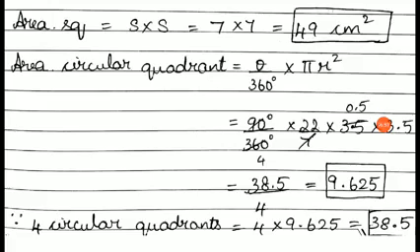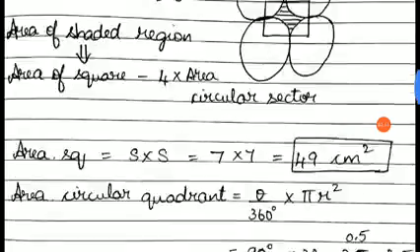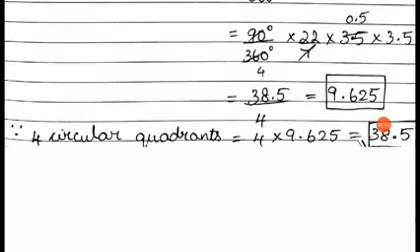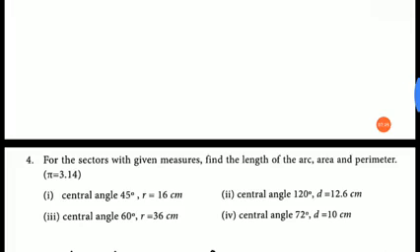Next, 4 circular quadrants will give you 4 into the area of one circular quadrant. Now you have just found the area of one circular quadrant, but we want the area of 4 circular quadrants, right? We have only found this one part, so we need 3 more parts. What we can do is multiply with 4. So 4 into 9.625 will give you 38.5. Clear, children? So this is the area of the shaded region.